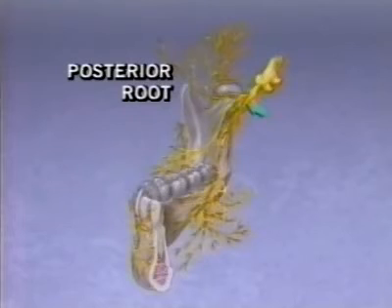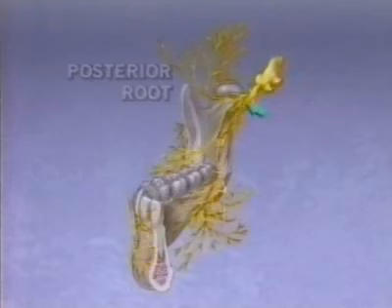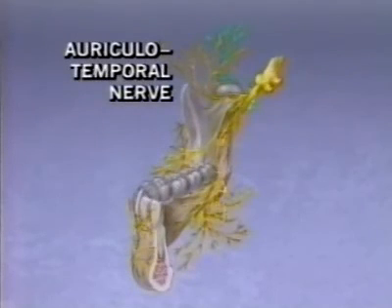The posterior root of the mandibular nerve is predominantly sensory, although it does provide motor innervation to the mylohyoid muscle and the anterior belly of the digastric. As it descends, it divides into three branches. The auriculotemporal nerve supplies the skin of the temporal region of the head.